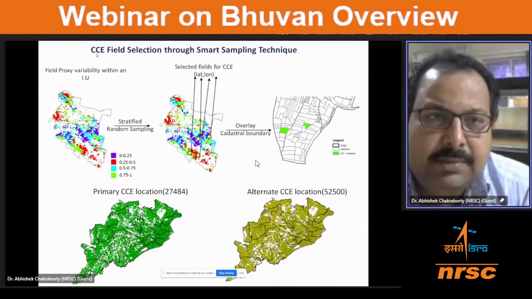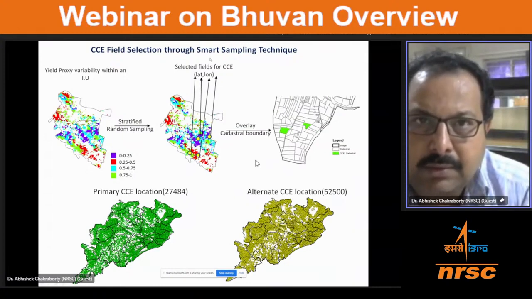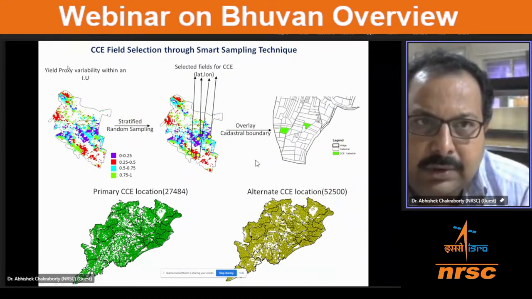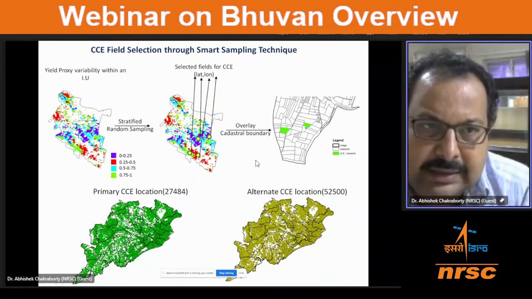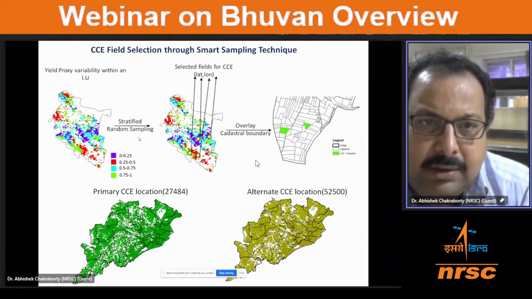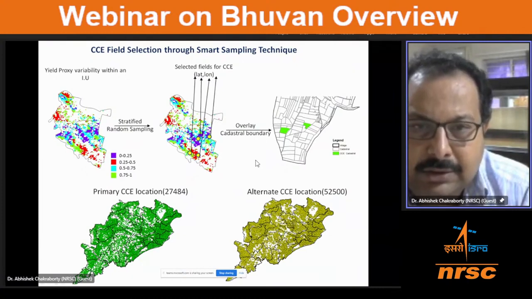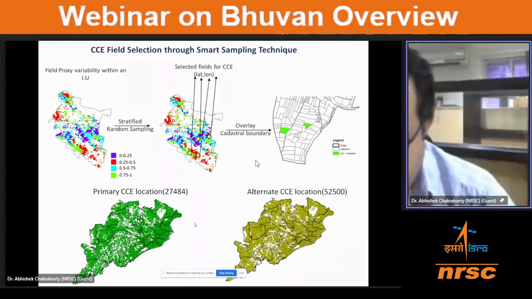Another important part is the crop cutting experiment. Our intervention is in two ways. First, where to cut the crop for objective assessment of the yield. For the distribution of the crop cutting locations, we have followed a smart sampling technique, which includes the crop proxy and assessment, dividing it into different strata. Then based on those strata, we follow stratified random sampling and give the points and also the navigational support. It was first implemented in Odisha and later upscaled by MNCFC for other states also.